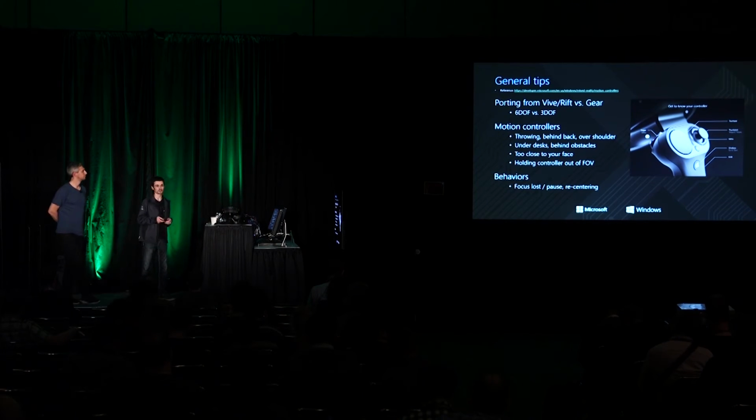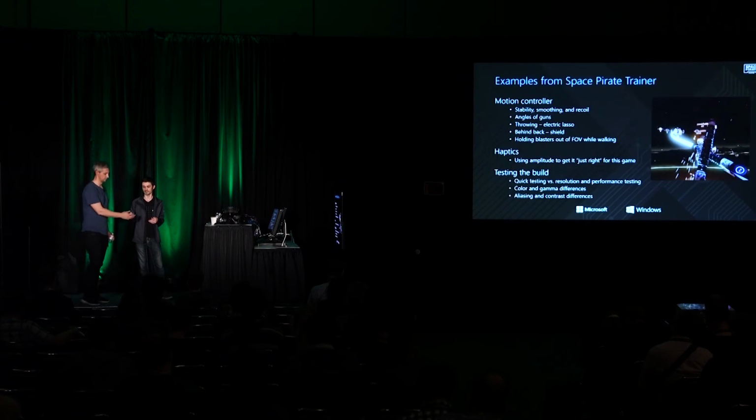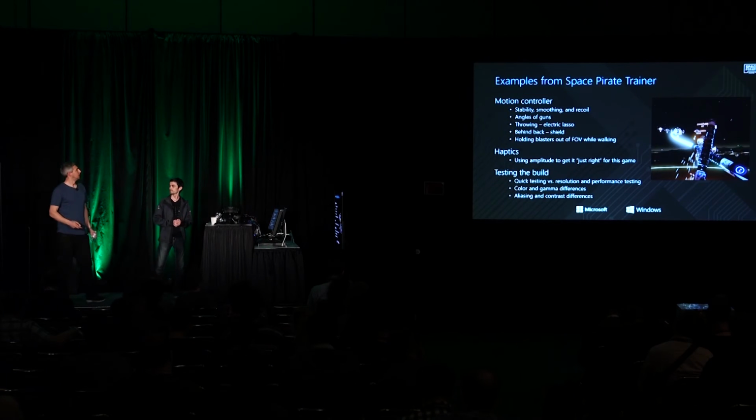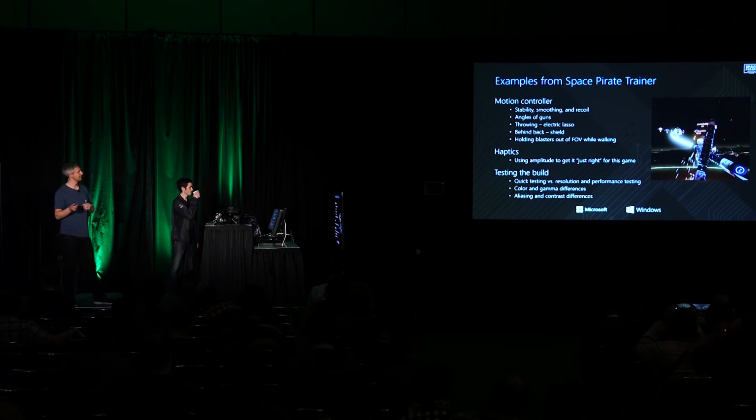All right, so now we're going to go into some specifics with Space Pirate Trainer. Yeah, so same thing, motion controller: the stability, smoothing, and recoil. I'll talk more about the angles of the weapons that we're using in the next slides. But throwing, for example, we're using an electric net, so we never had to change anything. The behind the back just worked out of the box, so we didn't have problems with that.